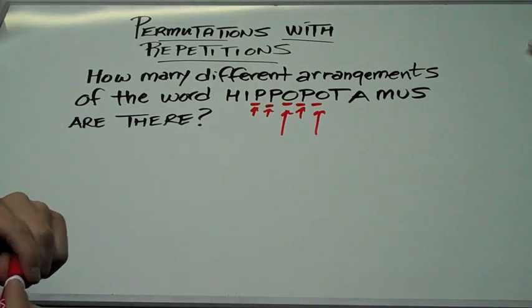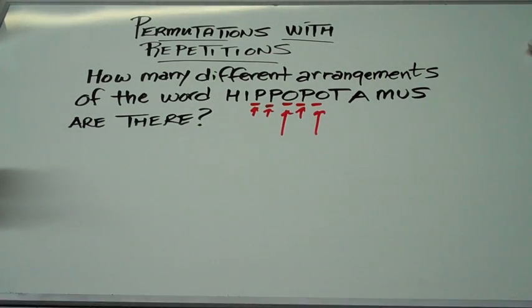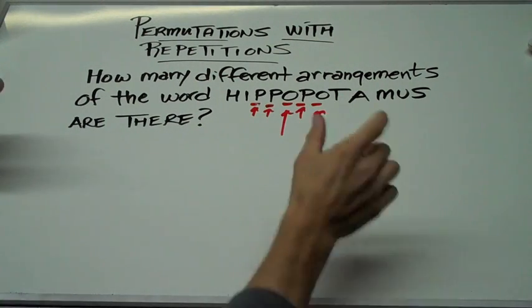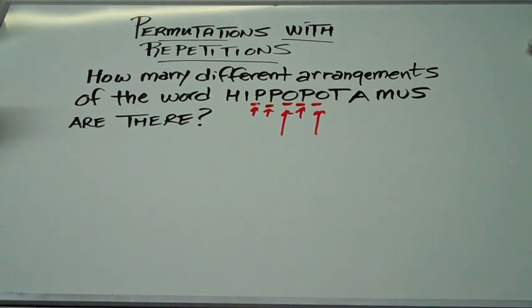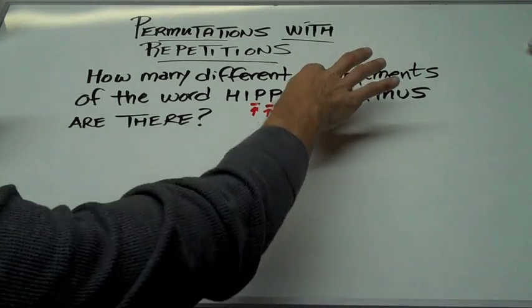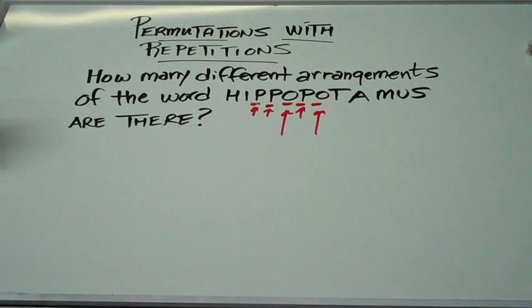So what does that mean? If I switch this P and this P, if I make a different arrangement and I switch those P's, we're still going to have the word hippopotamus. Alternatively, I could switch the 2 O's and we're still going to have hippopotamus, even though I have changed the letters. So the number of arrangements, when we see the word arrangement, we're thinking permutation.